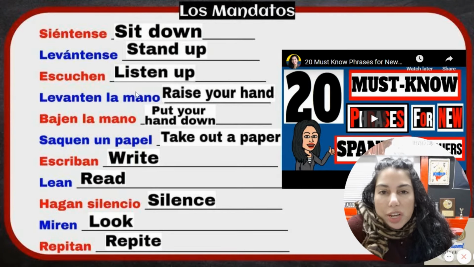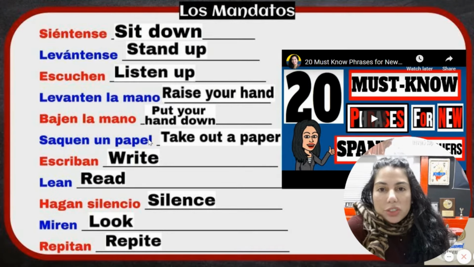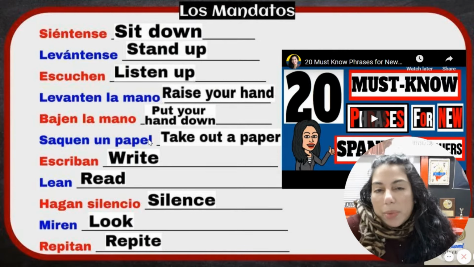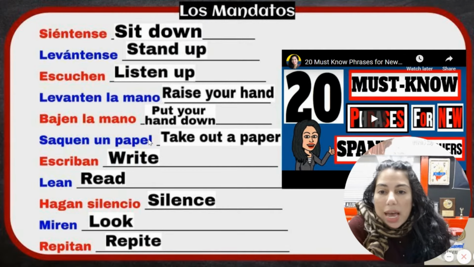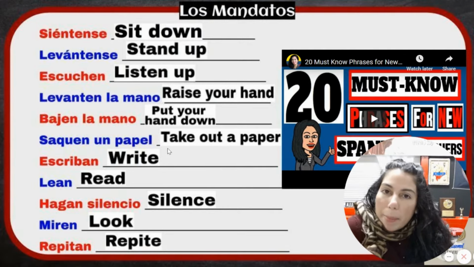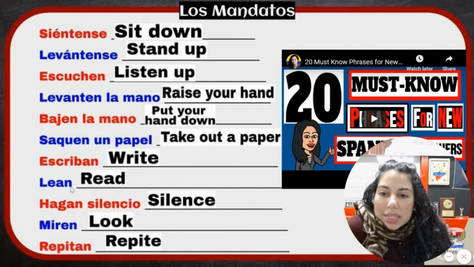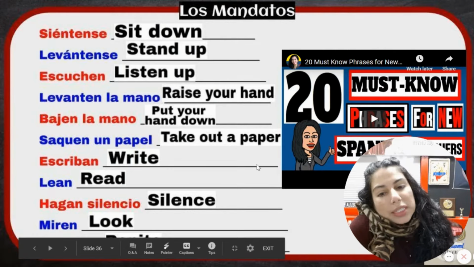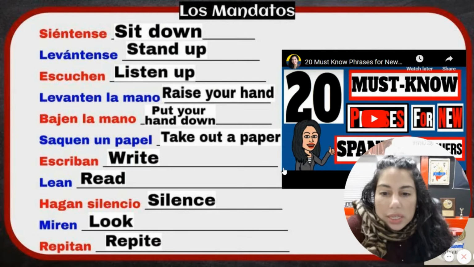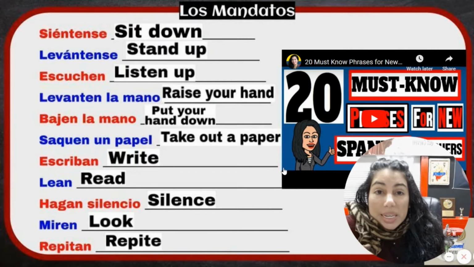All of this is like addressing people in a group, like teachers talking to students in the class. So I'm not just talking to one specific student, I'm commanding the whole class. Saquen un papel, take out a paper. Escriban, lean, hagan silencio. Silence, or you can simply say silencio, and that also means silence.